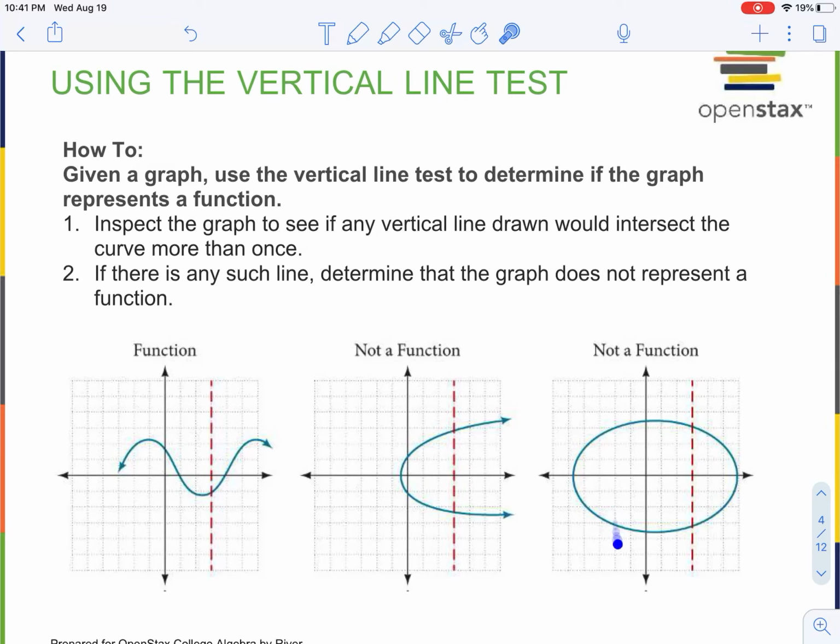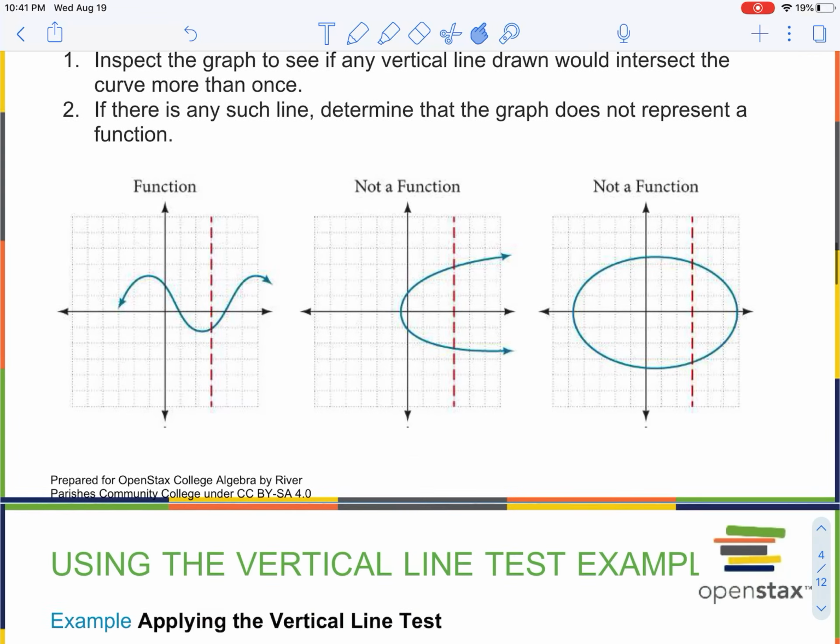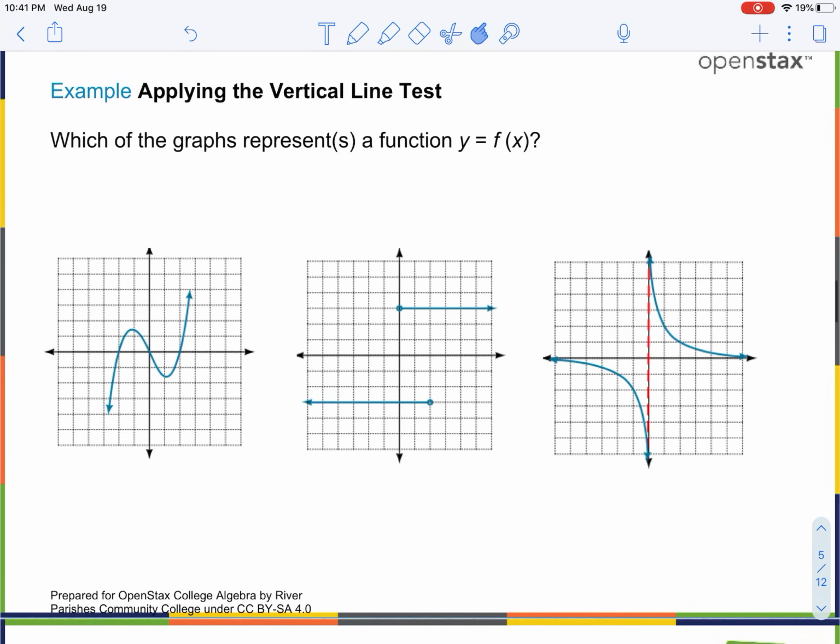All right, the third one is also not a function, because no matter where you draw a vertical line, it's going to cross that graph more than once. So if a vertical line crosses a graph more than once, no matter where you draw it, and it's vertical, so it's going straight up and down, then it's not a function.